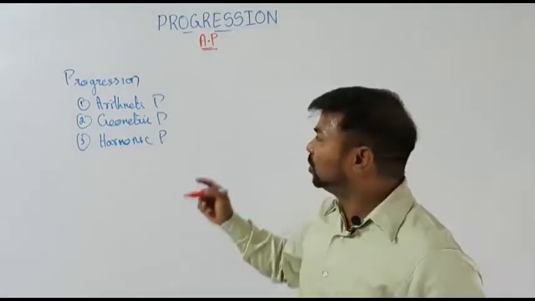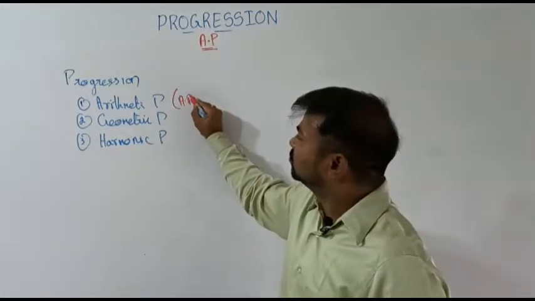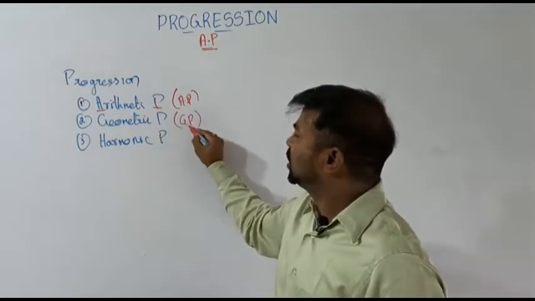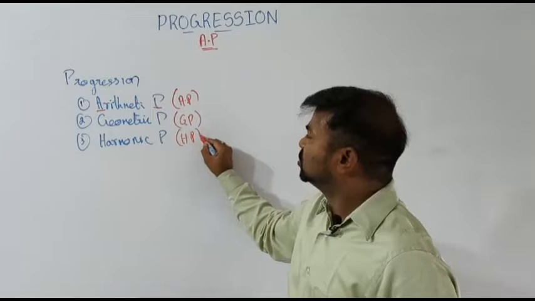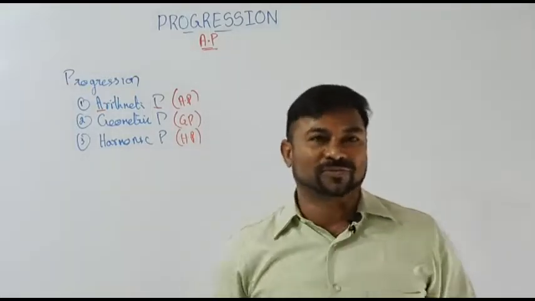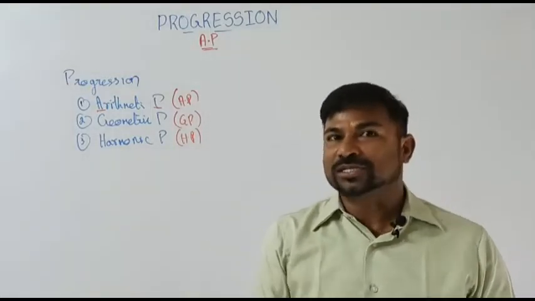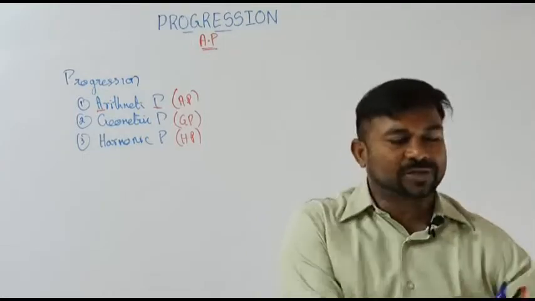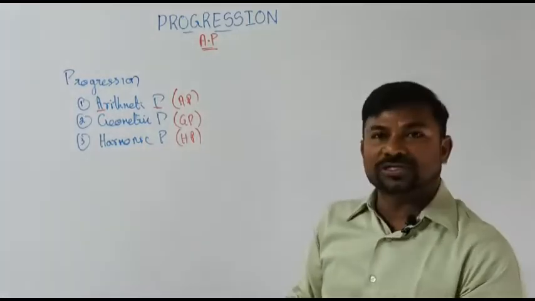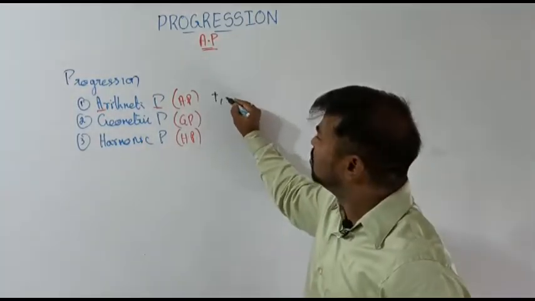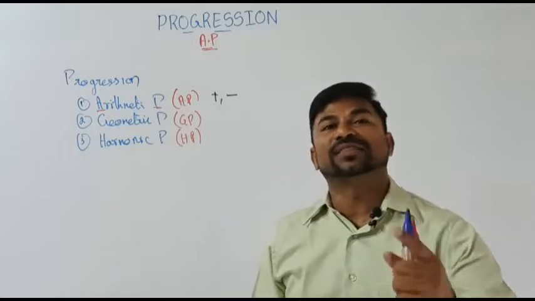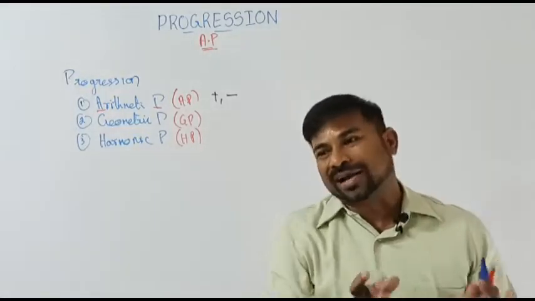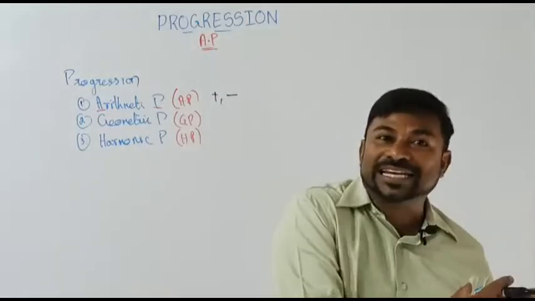Arithmetic progression we call AP, A and P. Geometric progression we call GP. Harmonic progression we call HP. There are three types of progressions, right? I just said this in relation with the earlier. If you find relations like plus and minus, we call it an arithmetic relation, meaning addition of the quantity with the preceding or decrease of the quantity with the preceding.